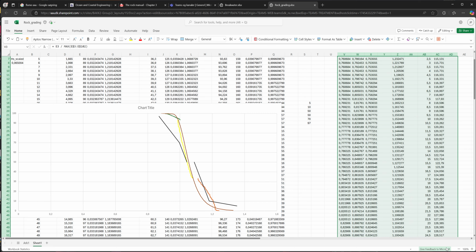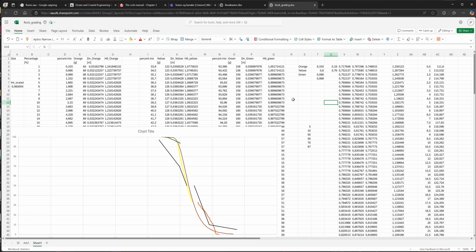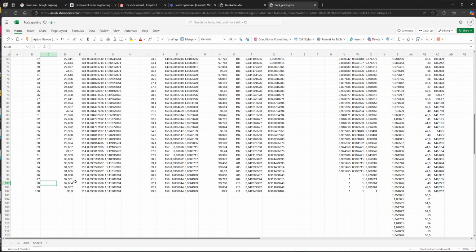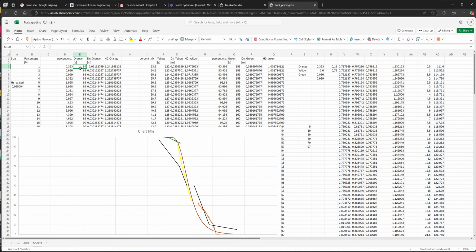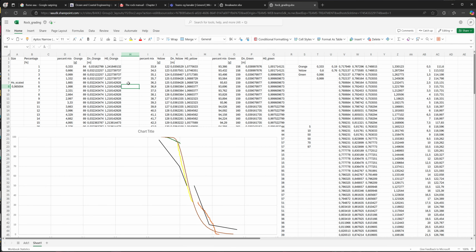Don't consider these lines. They are just trash. I haven't deleted them yet. So we have taken 100 stones of the orange, of the yellow, and of the green stones out, and we know their weight. And then we have the percentages from 0 through 100 down here at the left side. And then we have ordered those by weight. Exactly.